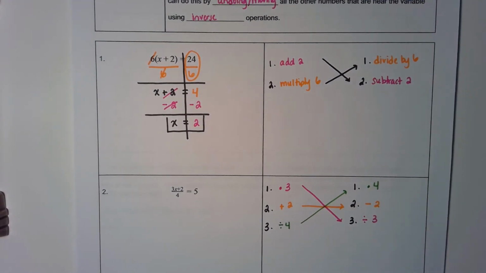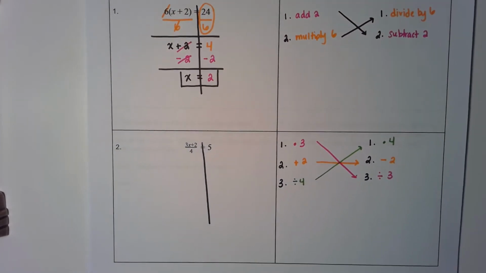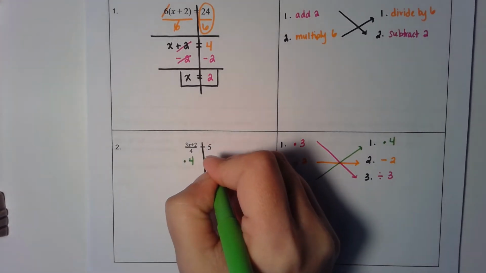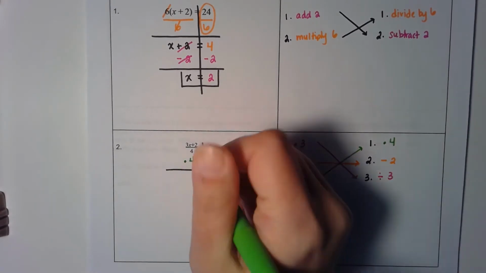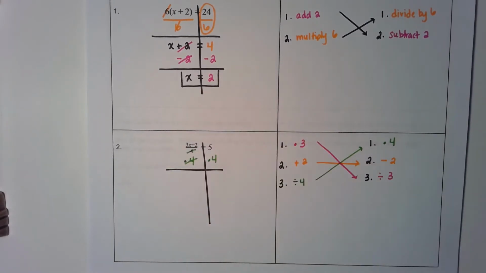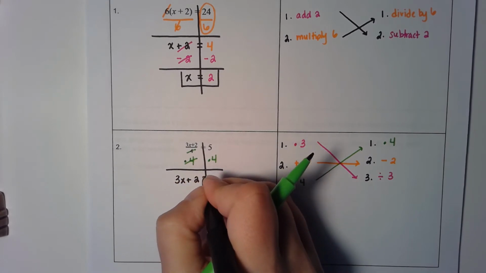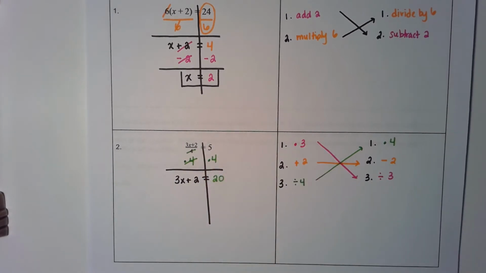So we're reversing the order. Whatever was last is going to become first. And then we're also reversing the operation. So if it used to be multiplication, it's going to be division. That means that we're going to start by multiplying by 4. And that means that the 4's cancel. So all that's going to be left is the 3x plus 2. And 5 times 4 gives me 20.